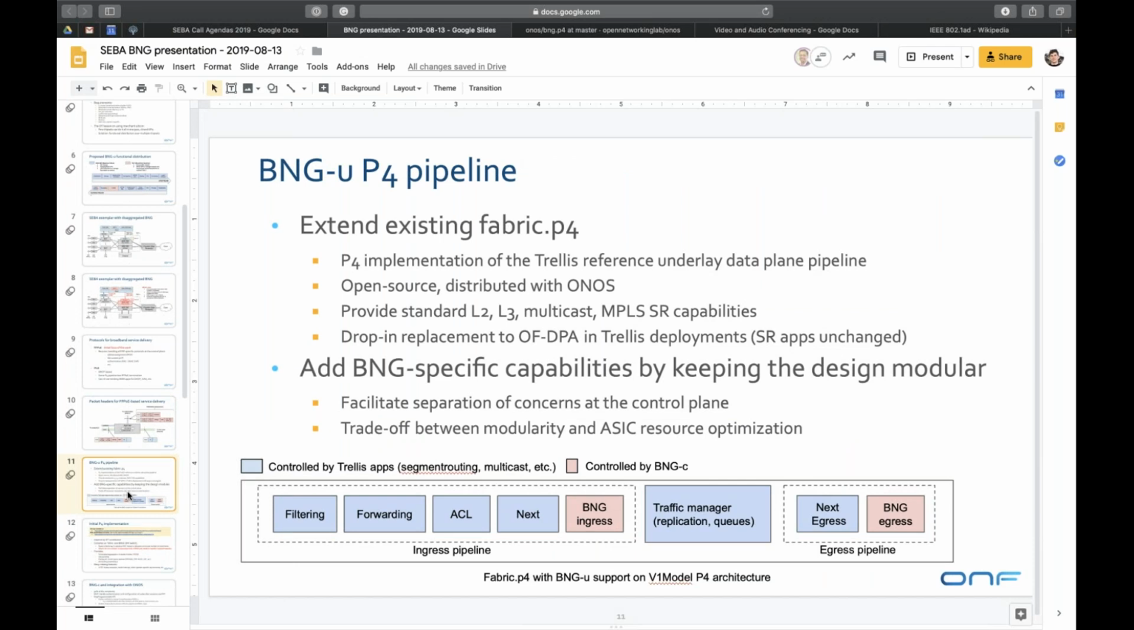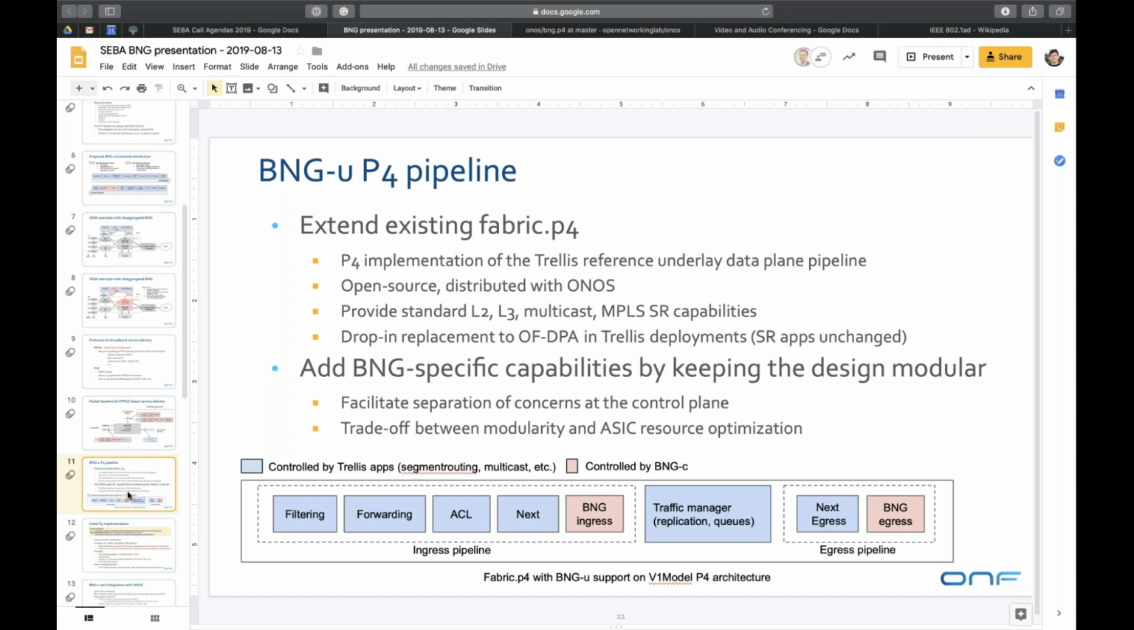So to implement these functions, as I said before, we decided to use P4. Again, because it's very straightforward to do that using such a language. So our plan is to extend the existing fabric.p4 program. If you're not familiar with it, fabric.p4 is a P4 implementation of the Trellis reference underlay data plane pipeline. It's open source. It's distributed today as part of ONOS. It provides basic layer 2, layer 3 multicast and MPLS segment routing capabilities as expected by Trellis, and it was designed to be a drop-in replacement to OFDPA in Trellis deployments. And that's because fabric.p4 was designed along with the corresponding ONOS driver such that we don't need any change to the segment routing applications running on top of ONOS.